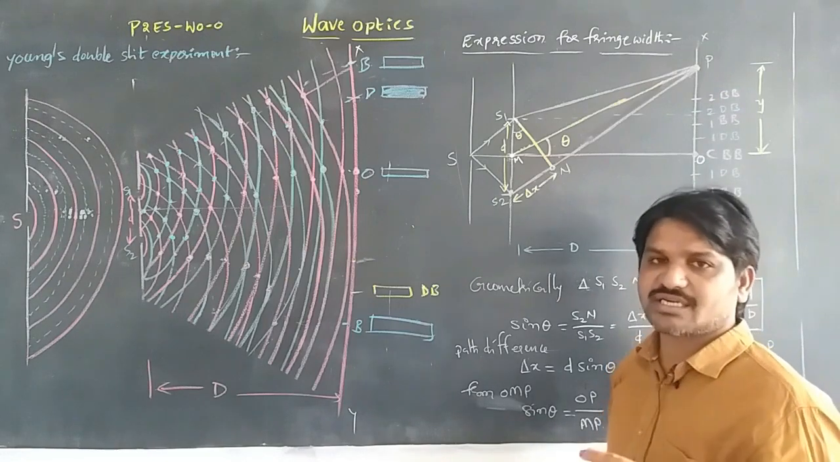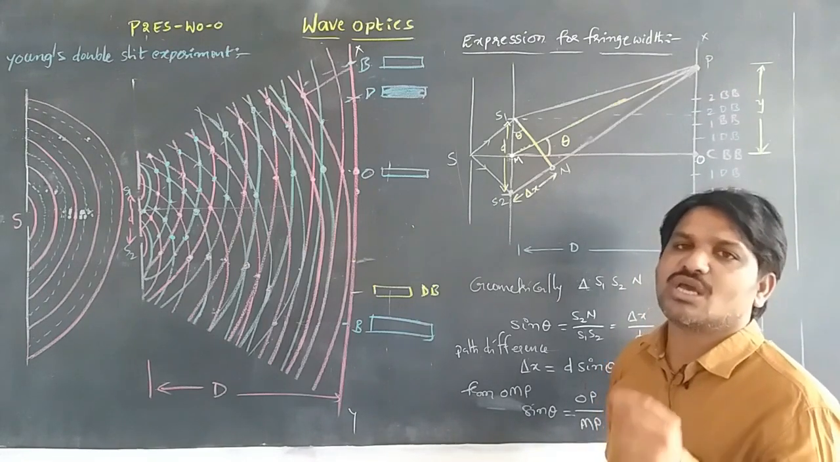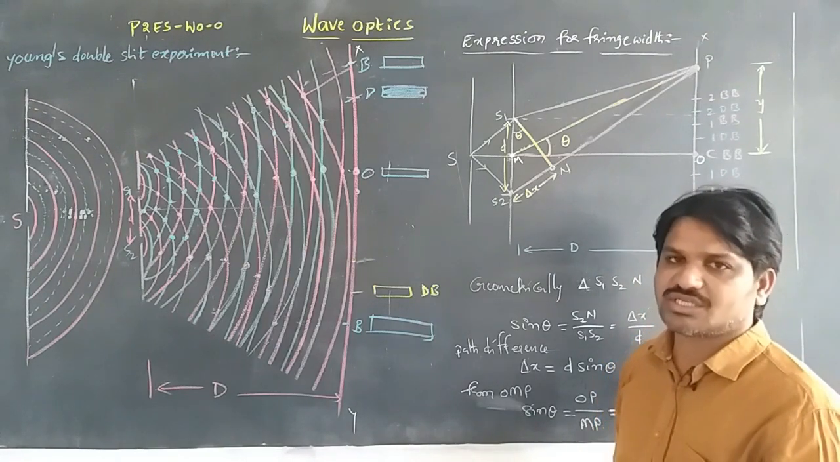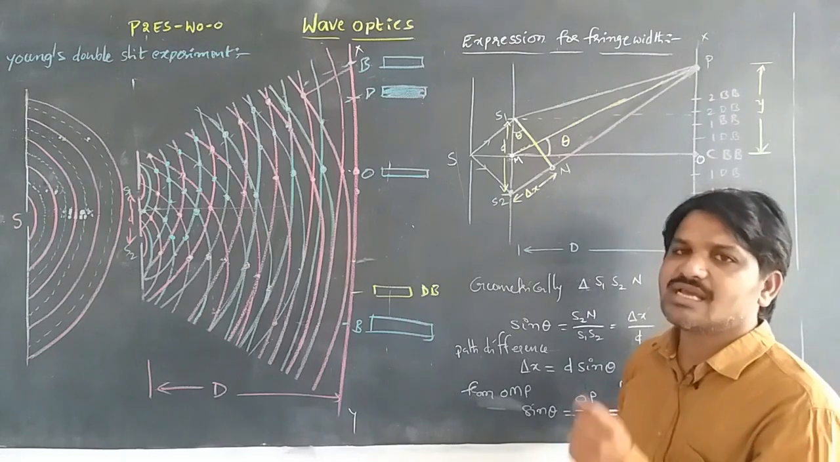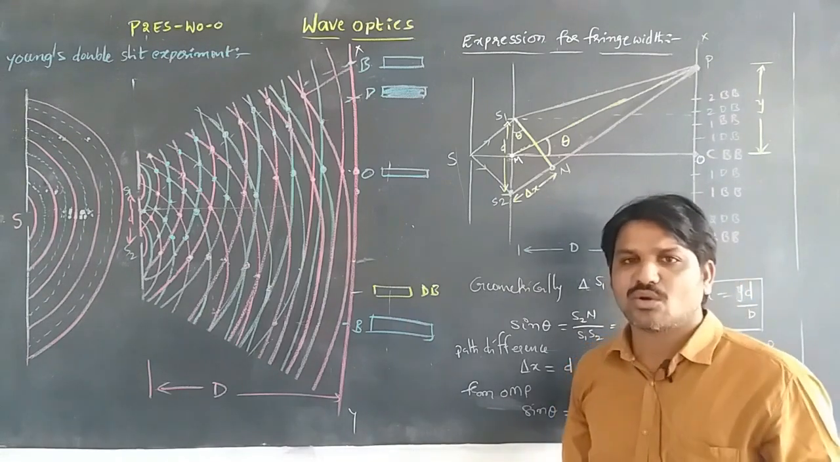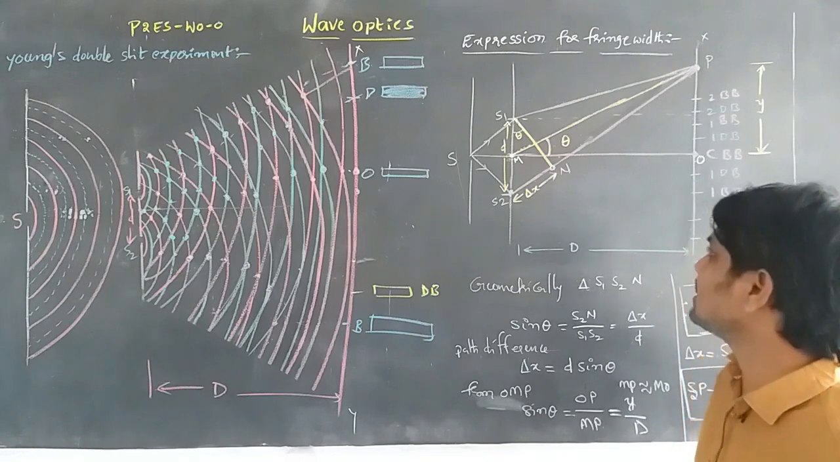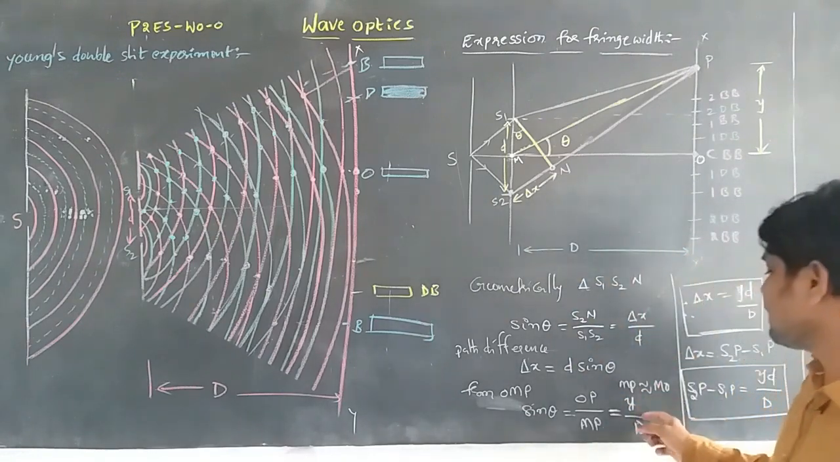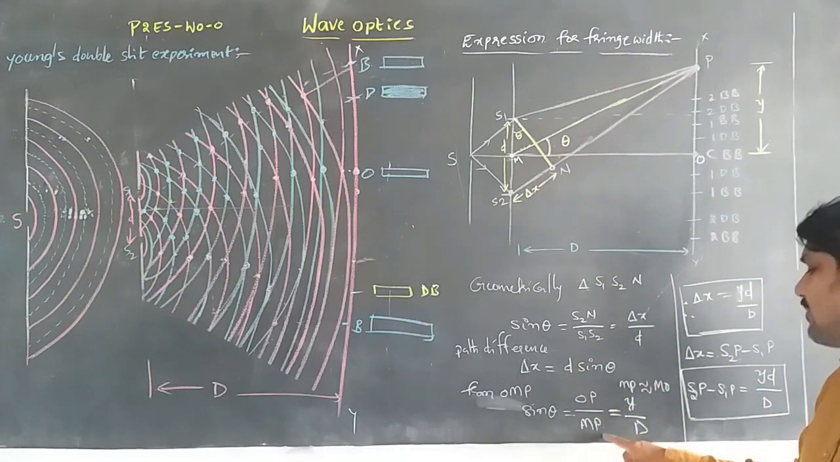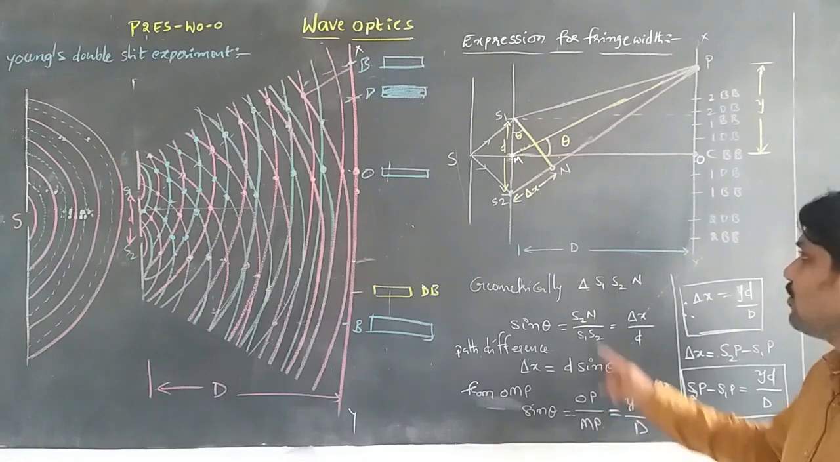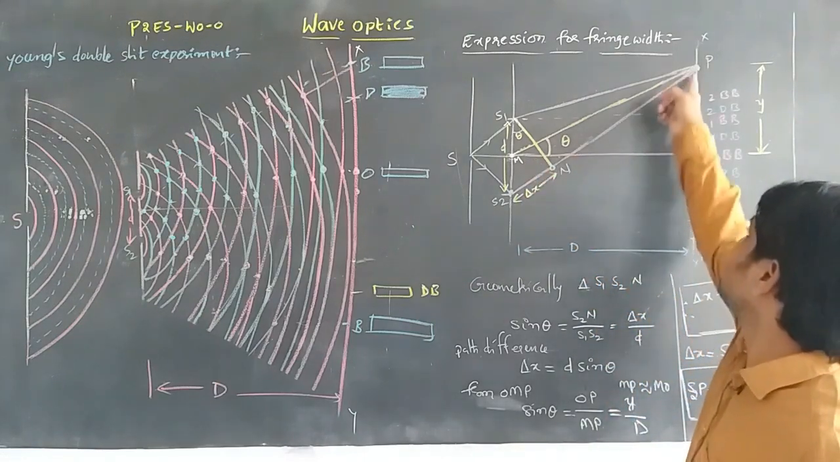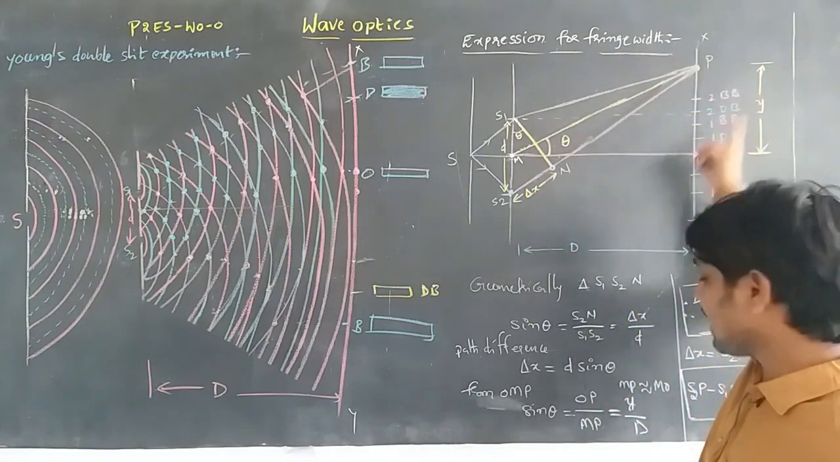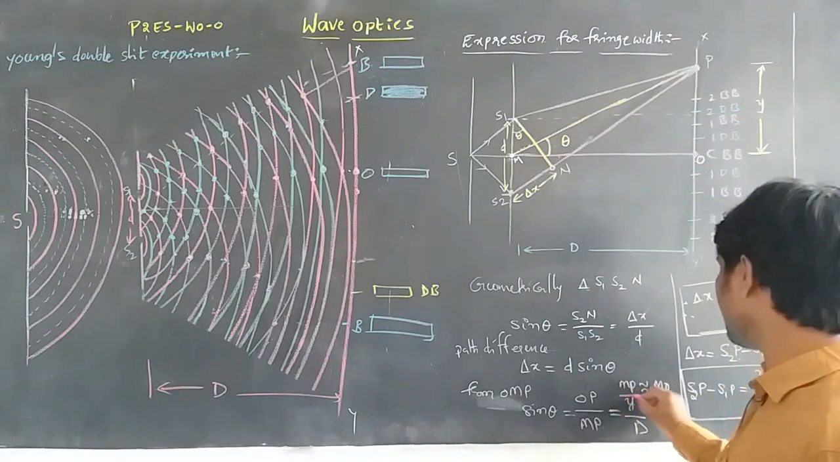Already we studied coherent sources; they must be near to each other, closer to each other, and only then will bright bands and dark bands be formed. So by doing this, sin theta is equal to OP by MP, and then we get y by D, because OP, the distance from O to P, is y, and MP is similarly equal to MO.